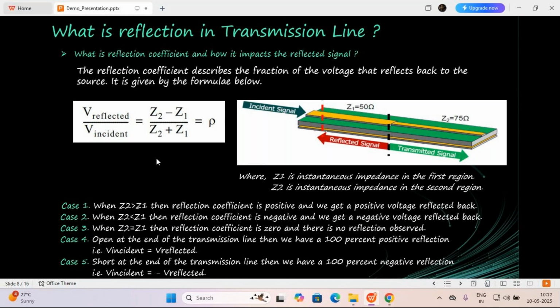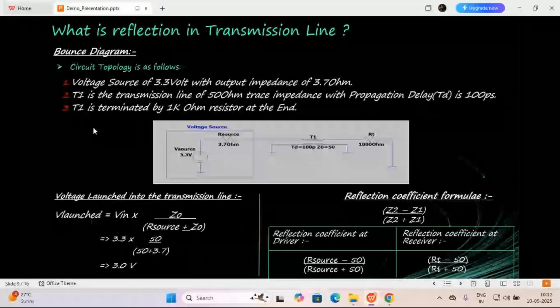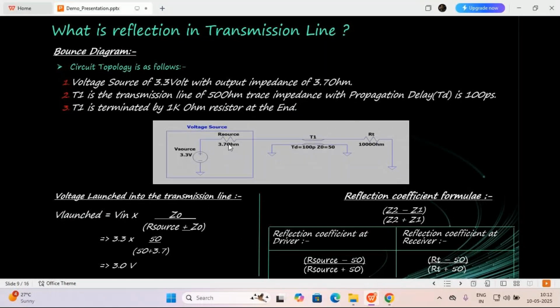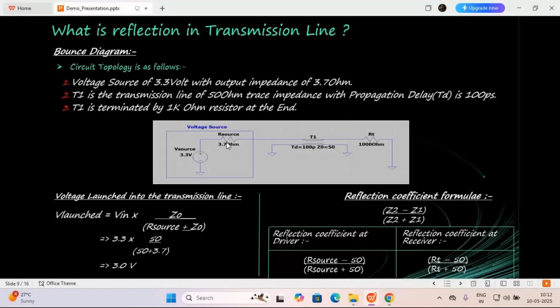So yeah, now going to the bounce diagram. Okay, so I have added a very basic version of how to derive a bounce diagram. We will understand it with very basic terminology. The first is the voltage source. As we know, an ideal voltage source is one which has zero source impedance, zero source resistance.